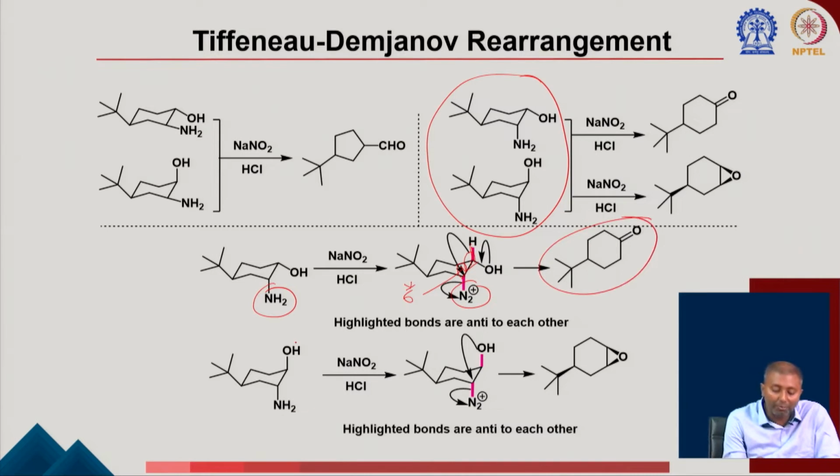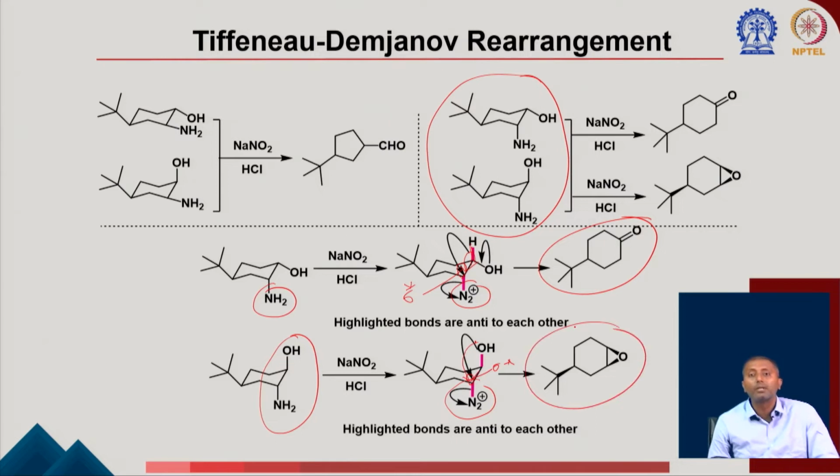But in other cases, if both are diaxial, then what is going to happen? It's going to form this N2. That means now in this sigma star orbital, this oxygen lone pair can give electron density here, that can form the corresponding epoxide. So you can see that the logic remains the same: you have to find out which group is oriented in the anti-periplanar fashion. That group or that sigma bond can only participate, or if there is a hydrogen, it can give the electron cloud of this CH sigma bond, or if there is an oxygen, it can give this lone pair to form the corresponding epoxide.